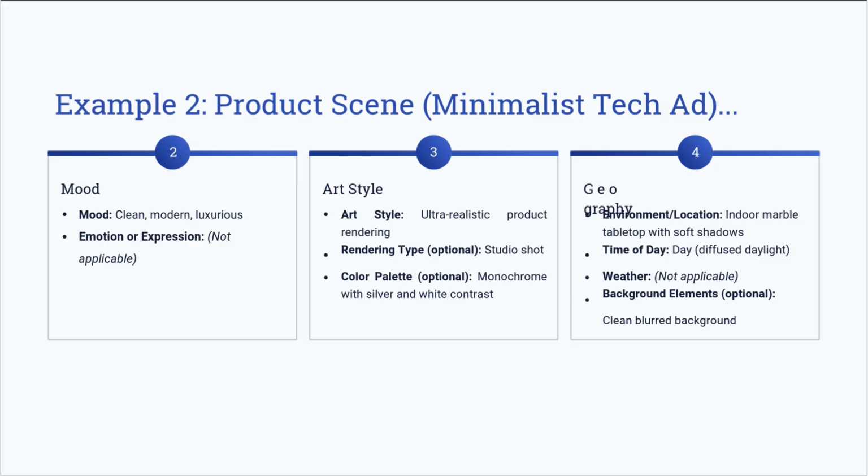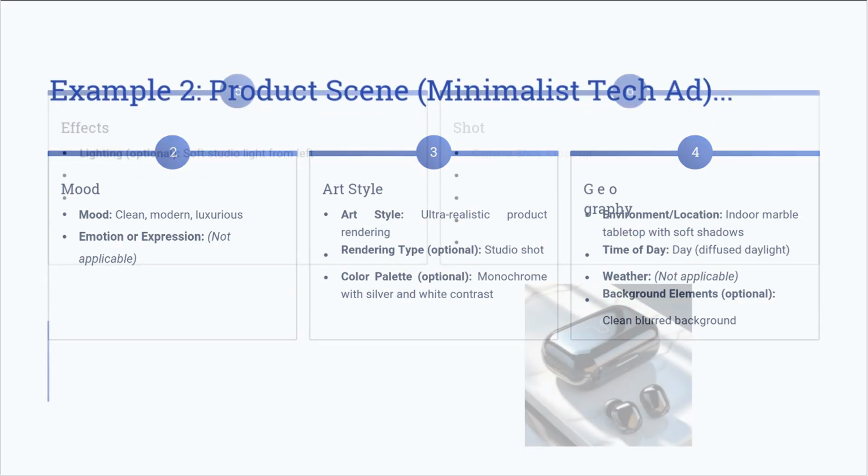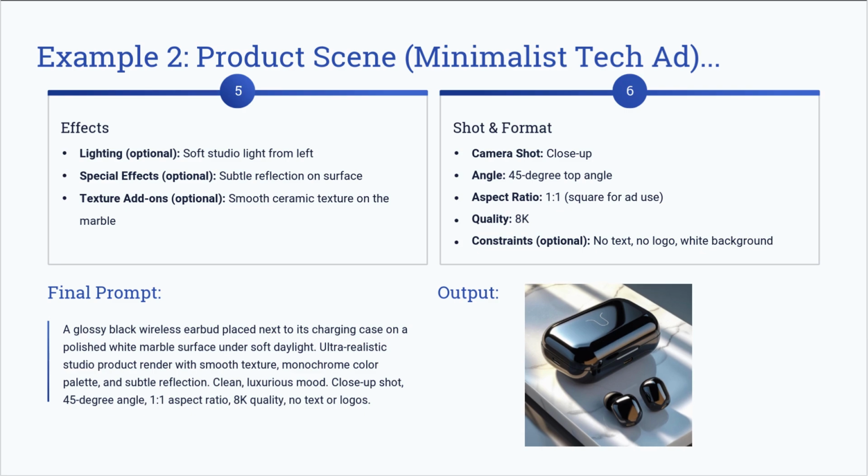On to geography, the setting. The product is placed indoors, on a marble tabletop, with soft daylight creating gentle shadows. It's daytime, and the background is softly blurred, so nothing distracts from the product. Then comes effects. We've got soft lighting from above, creating nice clean highlights. There's subtle reflection on the earbud and case, which makes it pop. Textures include the smooth marble, and that glossy finish on the device really makes it feel real.